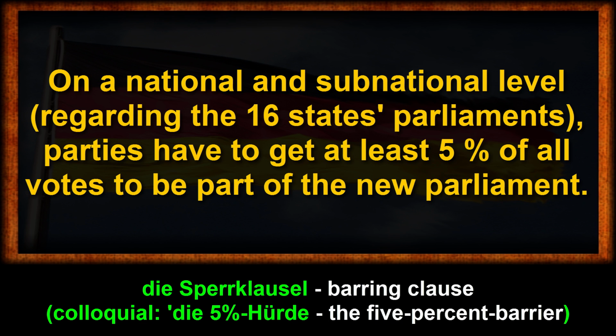Often Germans refer to this rule as the 5%-Hürde, the 5% barrier. The official term is die Sperrklausel, the barring clause. There is none in communal elections, by the way. Its main purpose is to prevent any kind of extreme fragmentation and extremely splintered parliaments with many, like maybe hundreds of big and little parties in it.